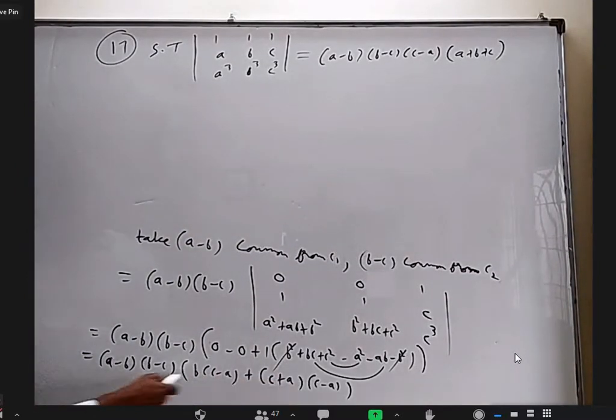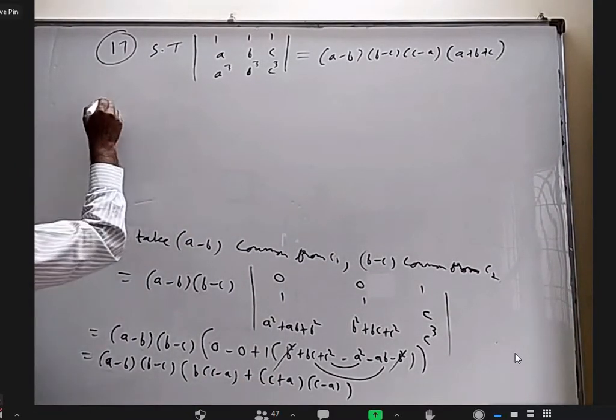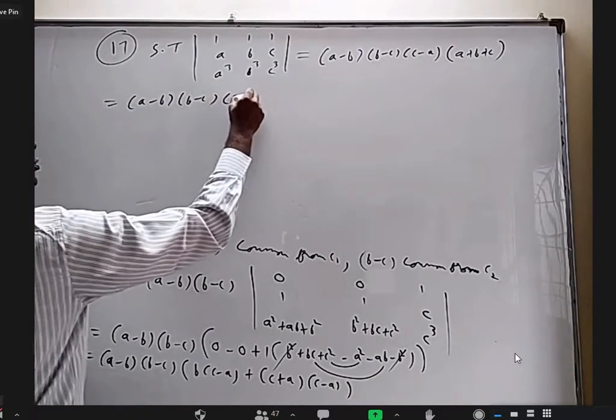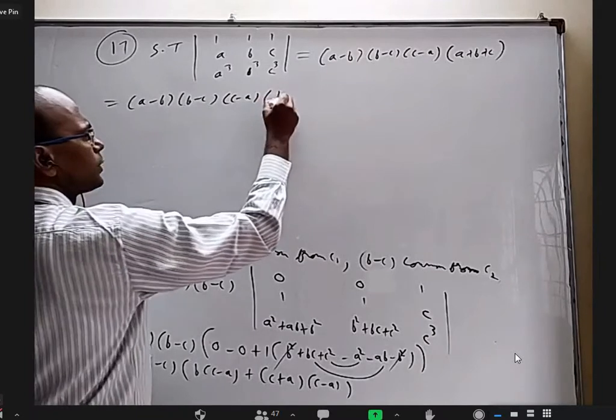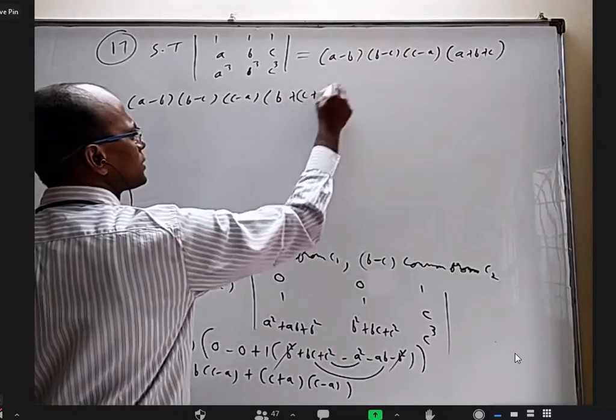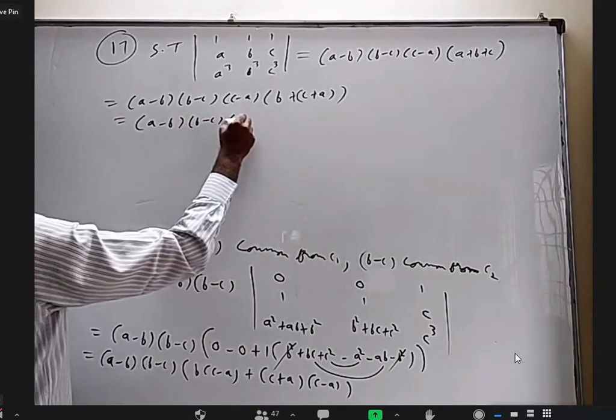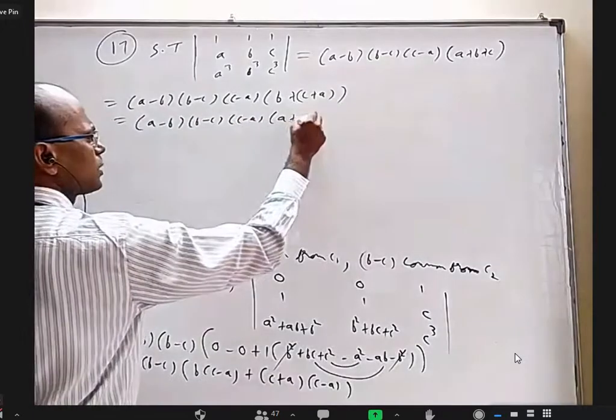Okay, I'm going to take c minus a common here. It will become a minus b into b minus c into c minus a into b here and c plus a here. So which is a minus b into b minus c into c minus a into a plus b plus c.